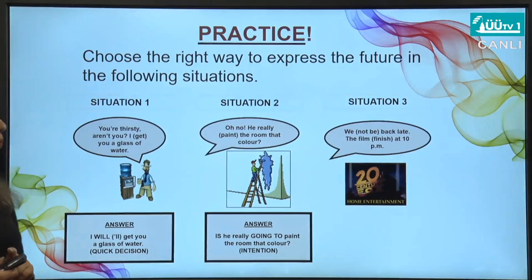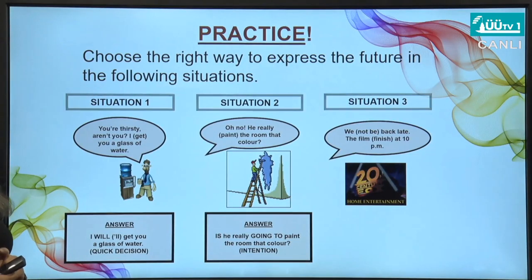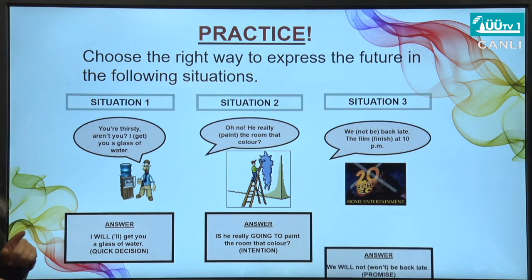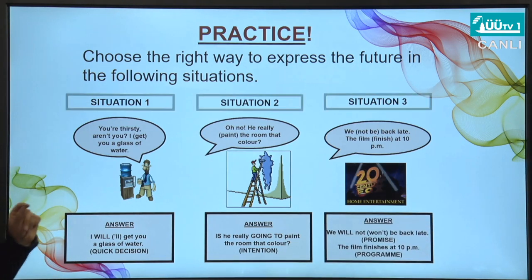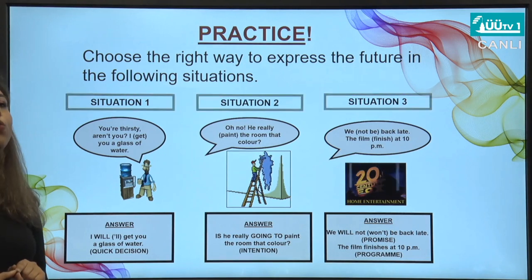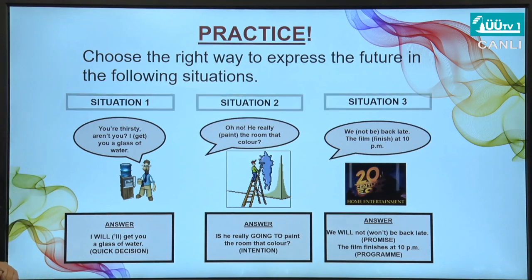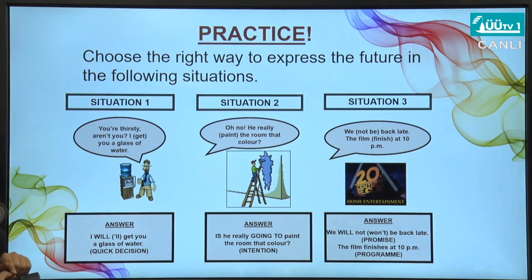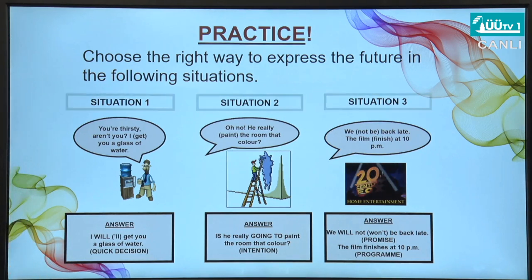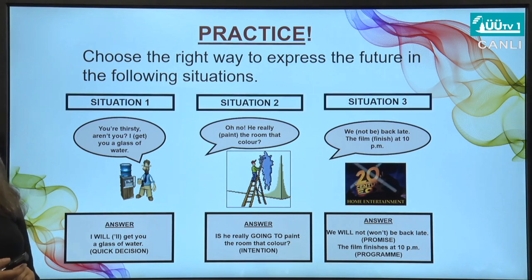Situation 3. "We not be back late. The film finish at 10 p.m." So, these are two sentences. For the first one, what is it? It's a promise. So, for promises, what do we use? Will. Yeah. We will not be back late, or we won't be back late. And the next sentence, the film finishes at 10 p.m. It is a program. It has a timetable. So, present simple. The film finishes at 10 p.m.